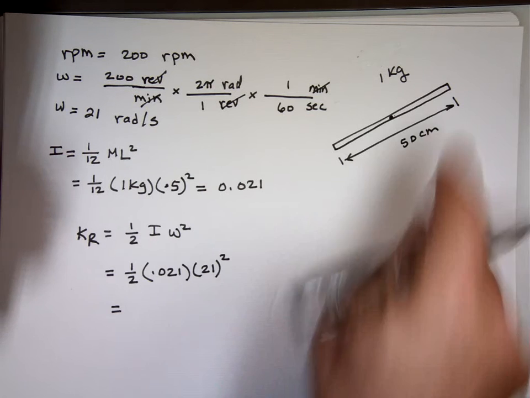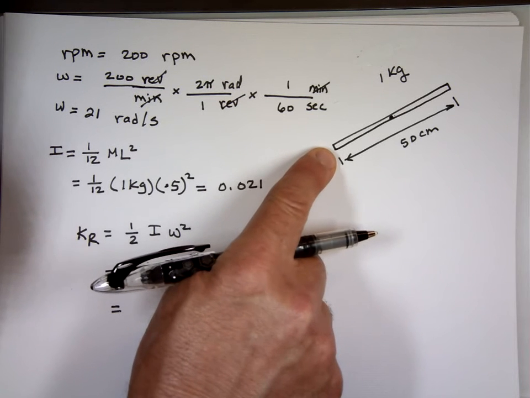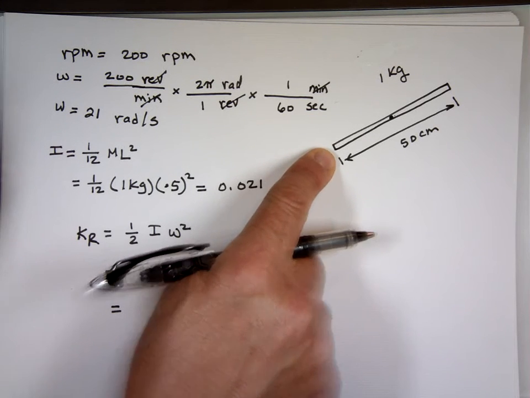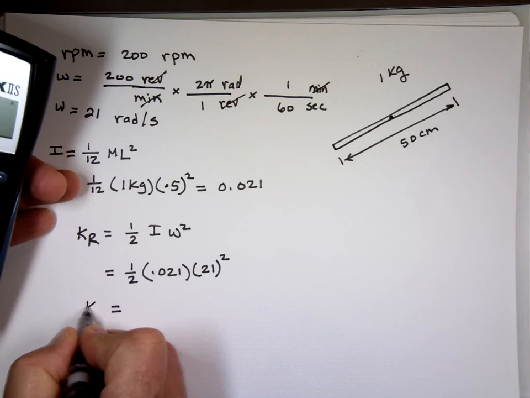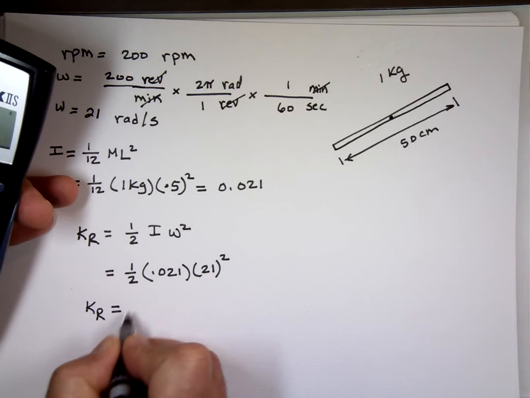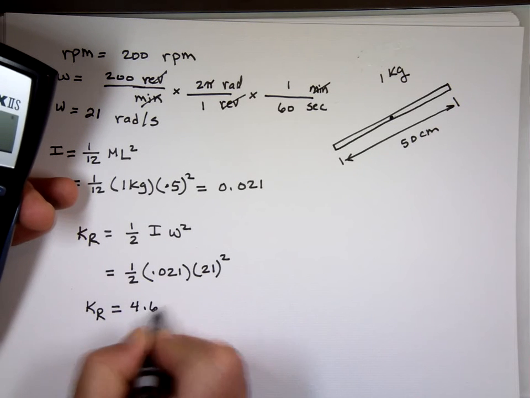If that beam spins around this edge, this end here, it will not be 1/12, it will be 1/3 ml squared. It's different based on that. So my kinetic energy due to rotation now is 4.6 joules.